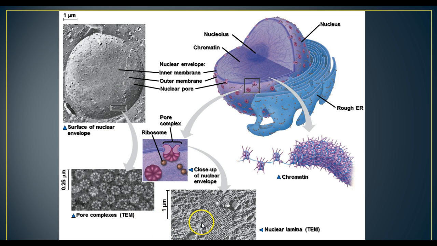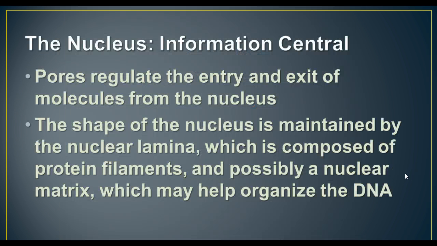Inside the nucleus, we've got a nuclear lamina, basically, which is a series of protein fibers that helps organize it. There's probably also a nuclear matrix, which also helps keep the chromatin in a position that it can easily be transcribed into messenger RNA. Here we see the chromatin. That's just the DNA wound around these histone proteins. And again, we'll talk more about that later on.